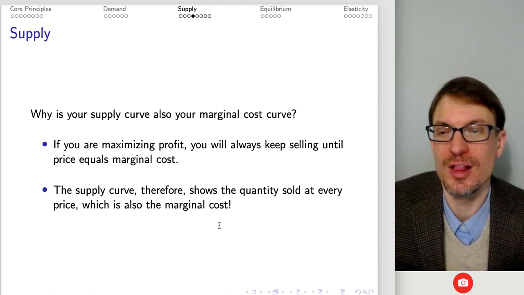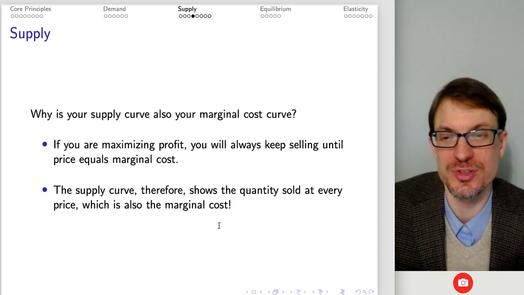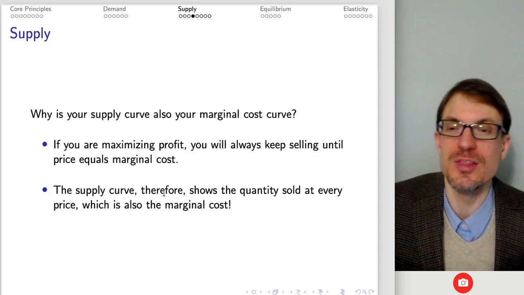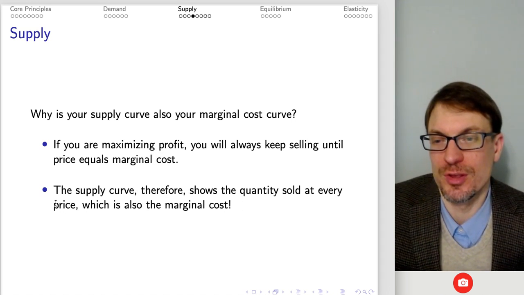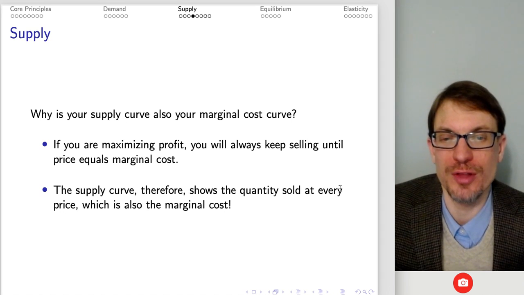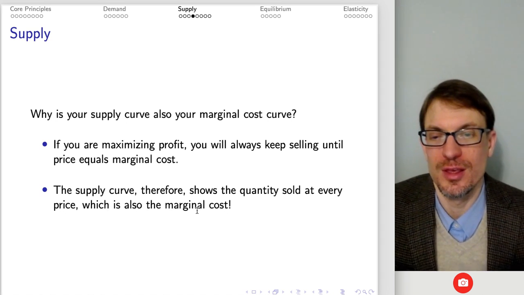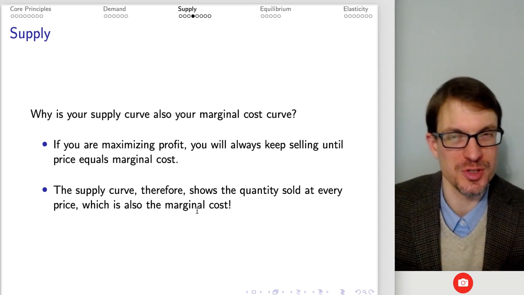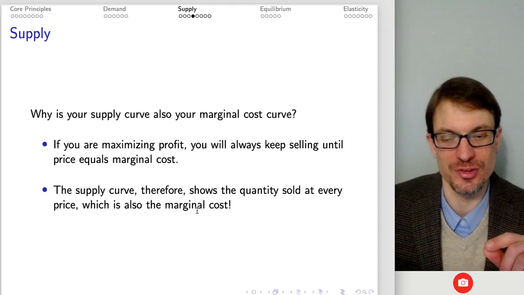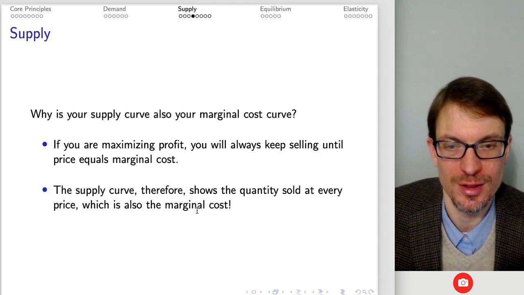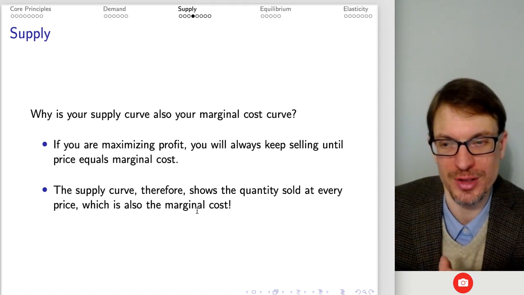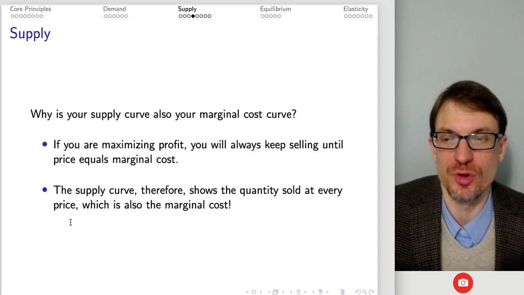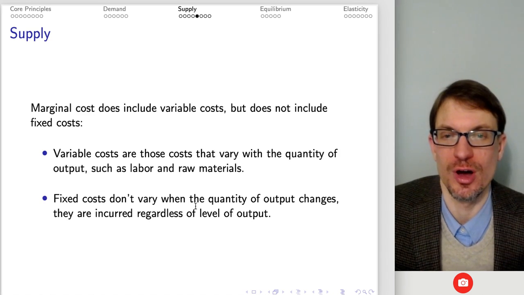Basic idea is if you're trying to maximize profit, as firms are assumed to do, you'll keep selling until price equals marginal cost, in this case in a competitive market. So the supply curve, therefore, shows us the quantity sold at every price, right? That's from our supply relationship. At a price, there's the quantity supplied. That's the amount sellers are bringing to the market. And sure enough, they're going to sell until price equals marginal cost. So the supply curve is showing us the quantity sold at every price, which is equivalent to the marginal cost at that point.